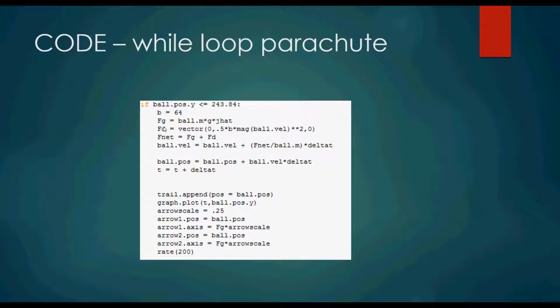And here is Newton's second law. F net is equal to Fg plus Fd. And this updates the velocity and this updates the position using these equations.